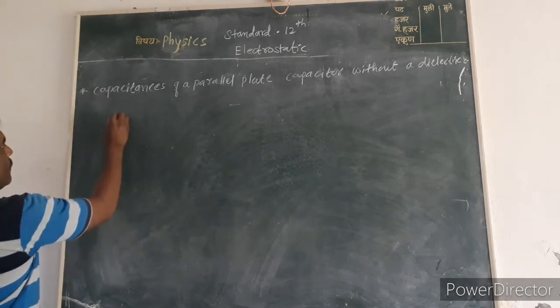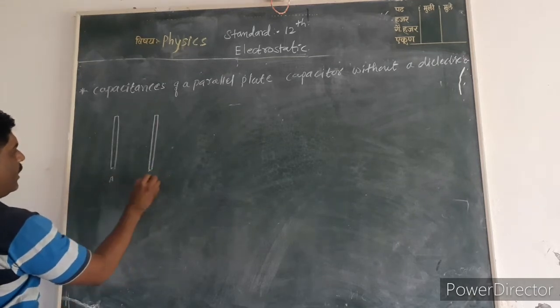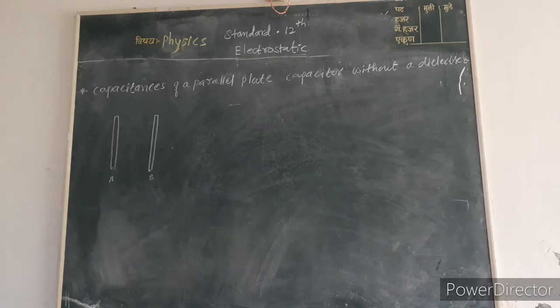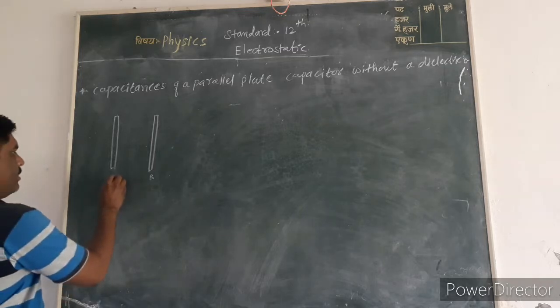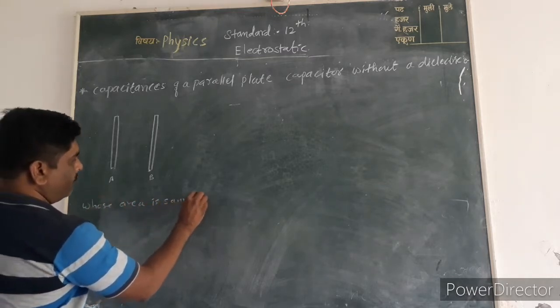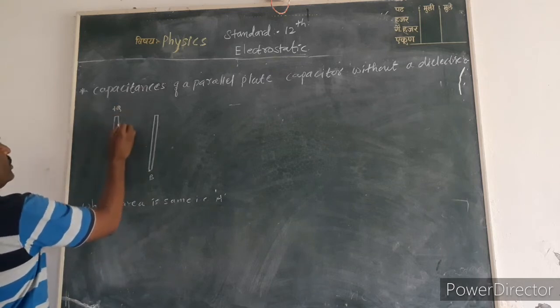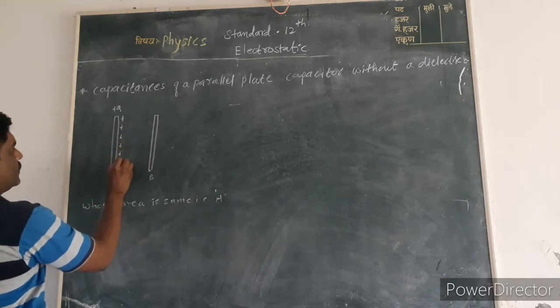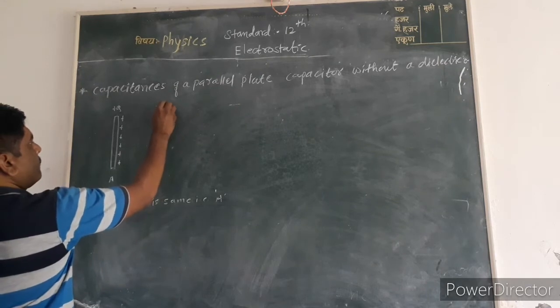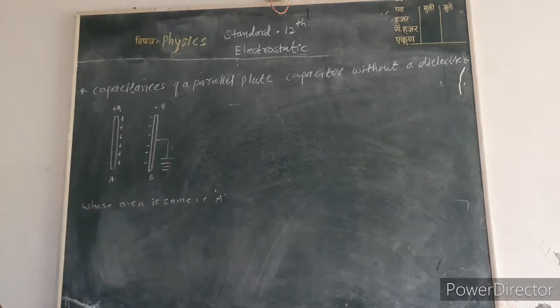Consider two parallel plates, metal plates or conductors, A and B, whose area is the same, that is A. Both the plates have area A. The plate A contains positive charge and plate B contains negative charge because B is connected to ground or earth.